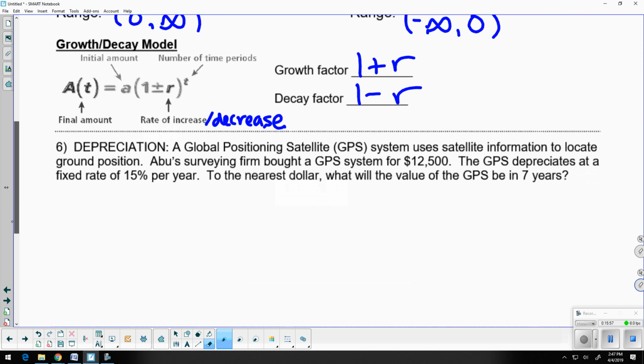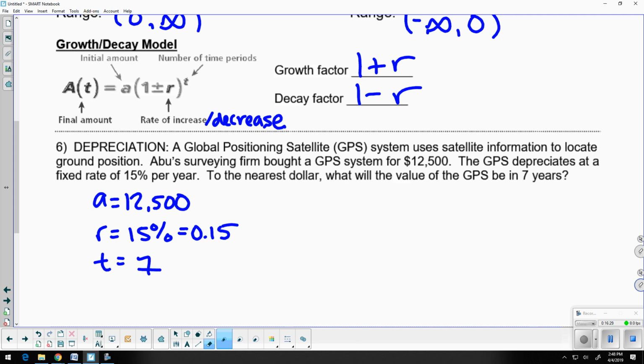So it says a GPS system uses satellite information to locate ground position. A surveying firm bought a GPS system for $12,500. So that's the initial amount. That's A. So again, just using this formula, 12,500, that's the lowercase a. We're going to plug that in for A. The GPS is depreciating at a fixed rate, so that's our rate is 15%, so that's R. But you never want to use percentages. Just convert that to a decimal. That's 0.15. And we're trying to find to the nearest dollar, what's the value of the GPS going to be in 7 years? And that's our time, 7 years.